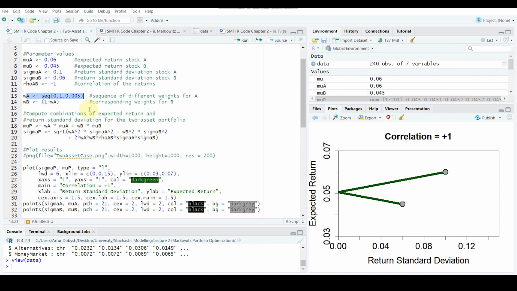The next command generates a sequence of different weights for A and for B, for our potential portfolio. Here it generates it from 0 to 1 with an increment of 0.005. The WB ensures that the weights are inverted for the other asset. Basically, when we hold 5% of one, we hold 95% of the other.